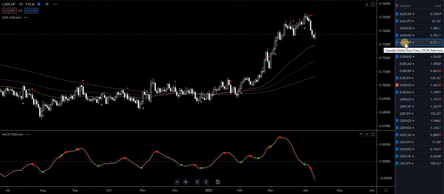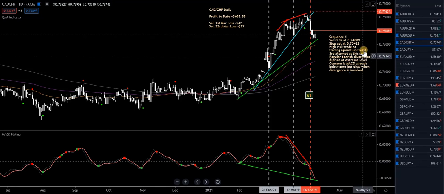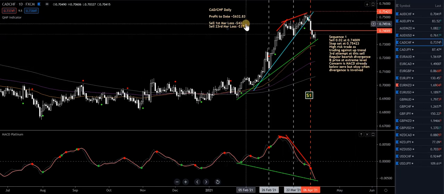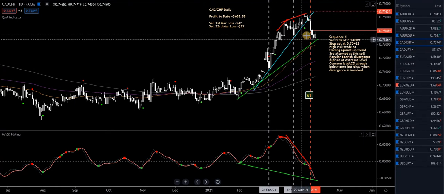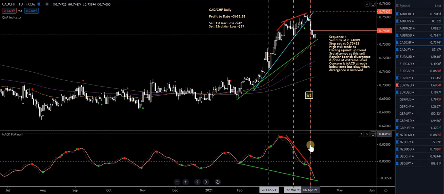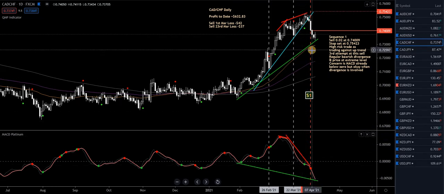Right, CAD Swiss. In the sell trade at the moment, going nowhere fast. It was a high risk trade. Again, you can read my notes there. Third attempt at a sell, had one here on this grey line, one here on this grey line, and here's my third one. Now the MACD Platinum's well through the zero level. It was a high risk trade.